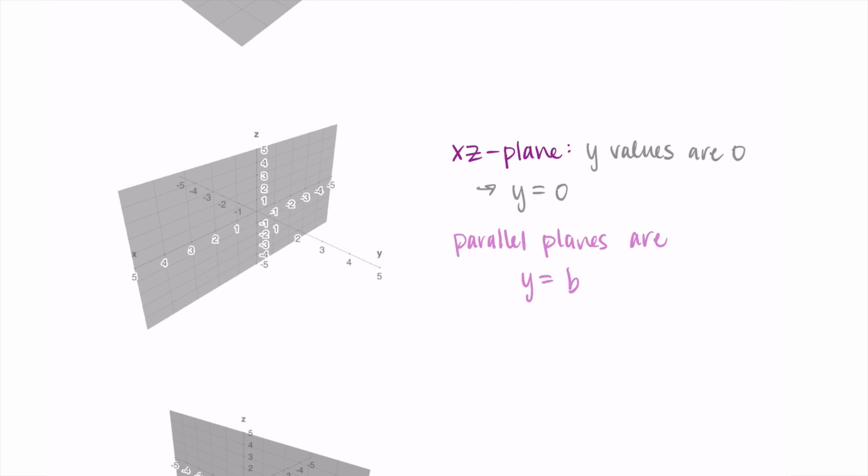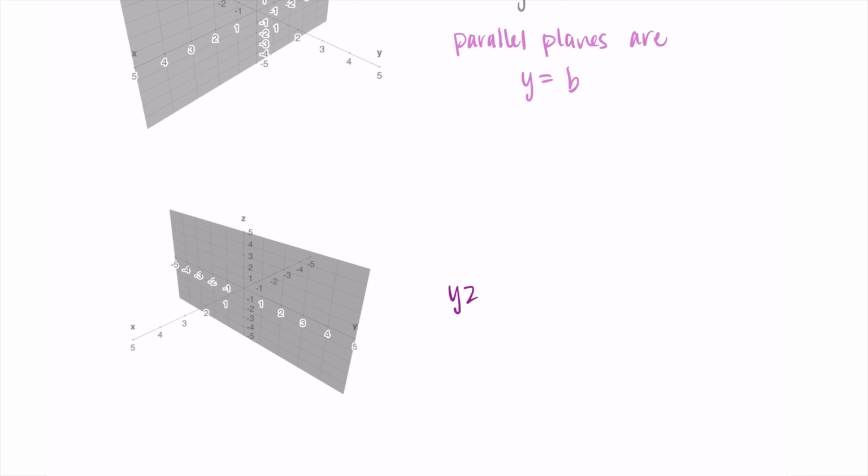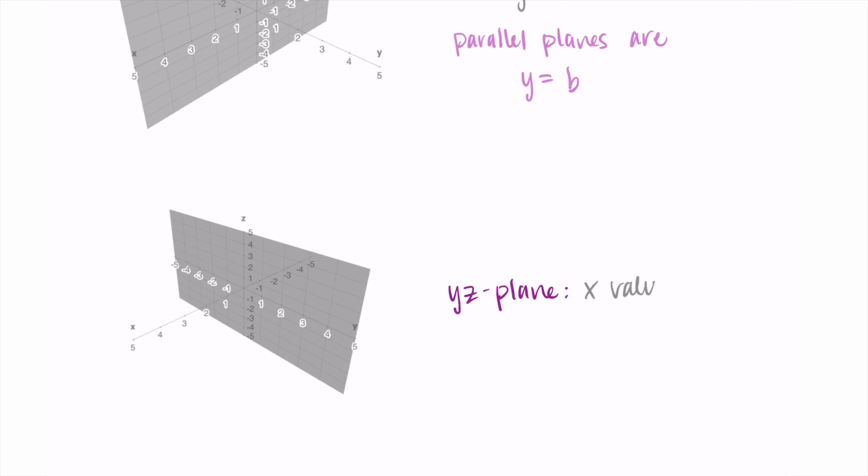All right, you can probably see where this is going. We're just going to do it lastly for the yz plane. In the yz plane, we always have x values of 0. So every point on the plane has an x coordinate of 0. And so this means that the equation for the yz plane would be x equals 0, since all of the points on the plane have an x value of 0.